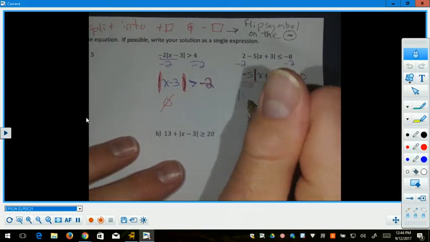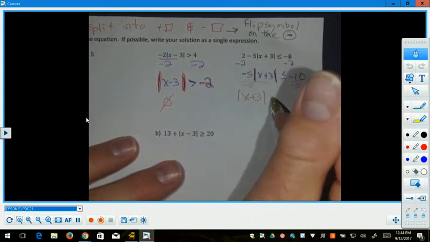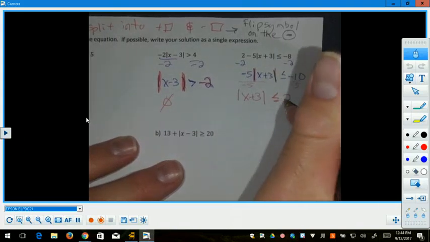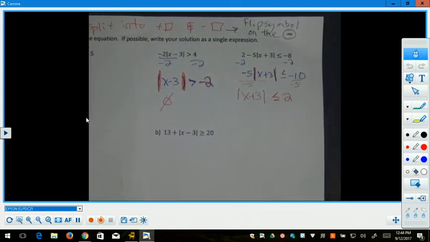And now we get the absolute value of x plus 3 is less than or equal to 2, positive 2. So can I solve this one? Yes. I have a mistake, though. I made a big mistake. What should I have done?